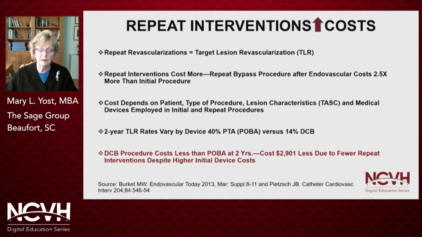2-year TLR rates vary by device, generally the highest with POBA, 40%, and generally the lowest with DCB, 14% or so. Now, one study found that a procedure with DCB cost less than POBA at 2 years. It actually cost $2,900 less, and that reflected fewer repeat revascularizations, even though there were higher initial device costs.